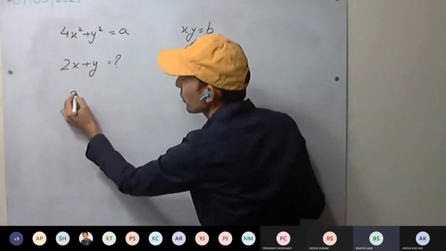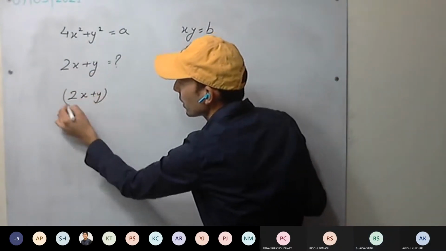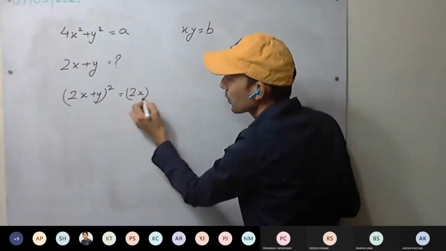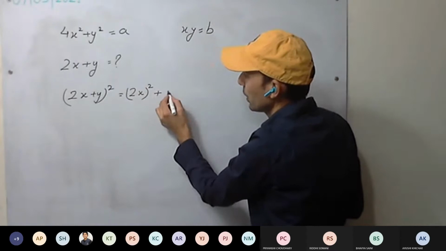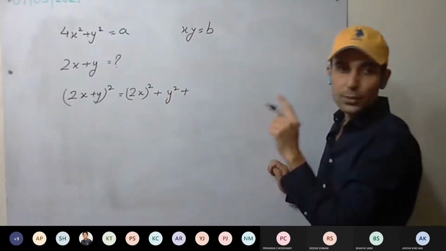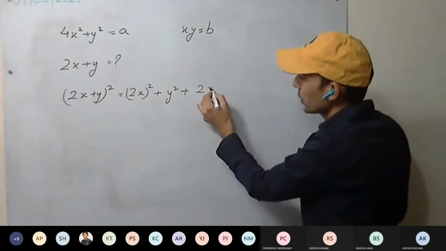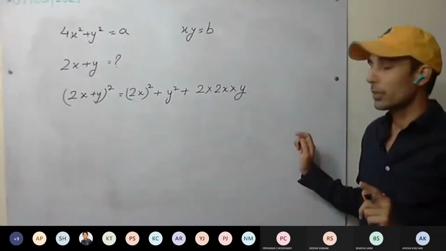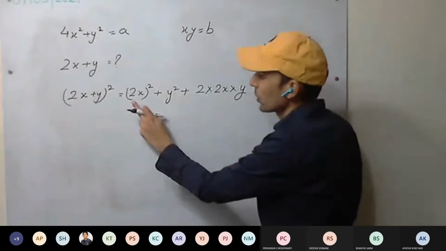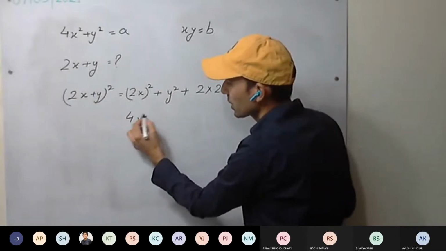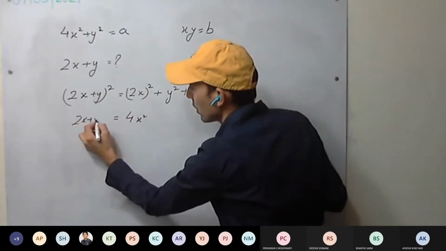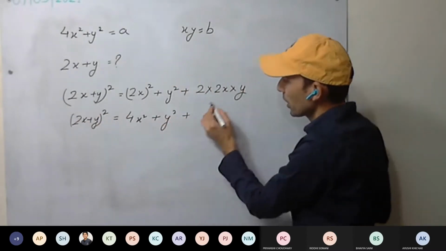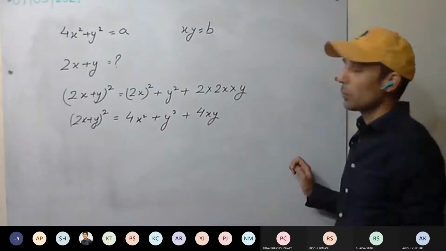Okay, what we are going to do is (2x + y) the whole square. How much will it be? Always write the proper steps, or else you are going to make mistakes. (2x)² plus y² plus 2ab, that is 2 into 2x into y. So it will be 4x² + y² + 4xy.